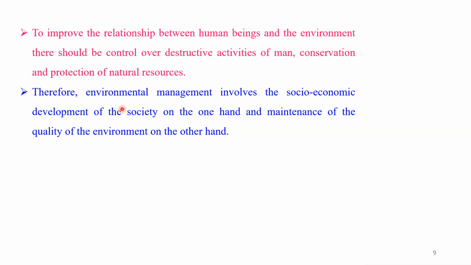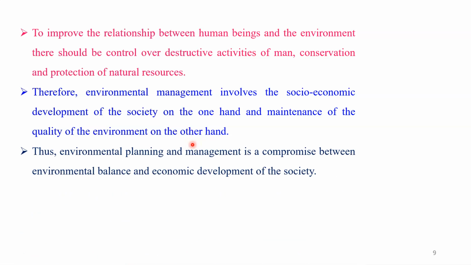That is very important. Therefore, environmental management involves the socio-economic development of the society on the one hand, and the maintenance of the quality of the environment on the other hand. That is very important. And without this, we are not going to achieve sustainable development. Thus, environmental planning and management is a compromise between environmental balance and economic development of the society. So therefore, dear student, when we are talking about sustainable development, environmental protection, or development of the human being, this last sentence is very important. What is this sentence? Environmental planning and management is a compromise between environmental balance and economic development of society.